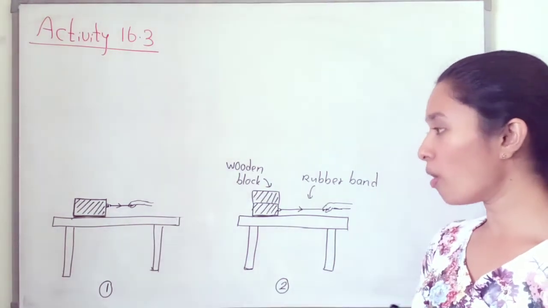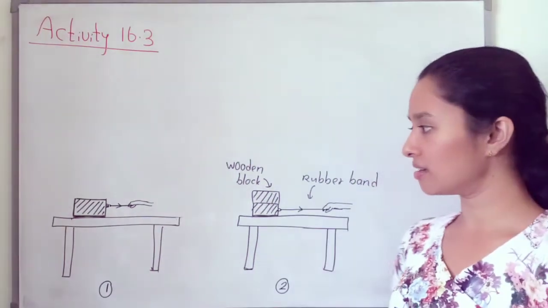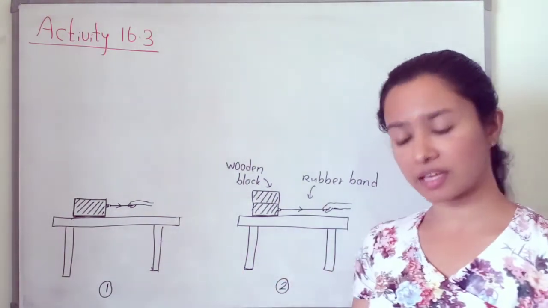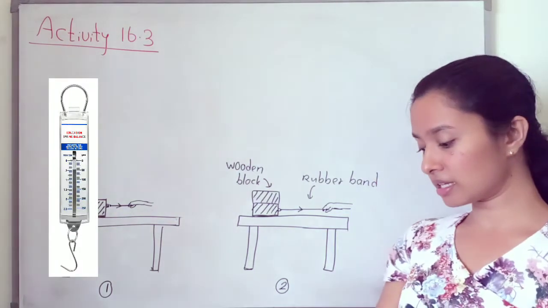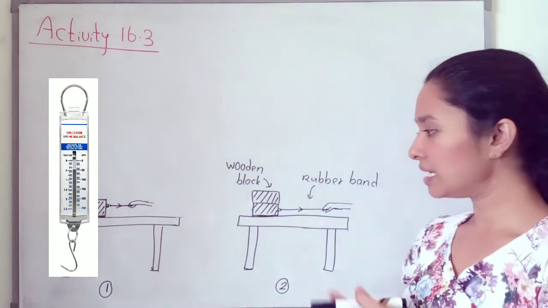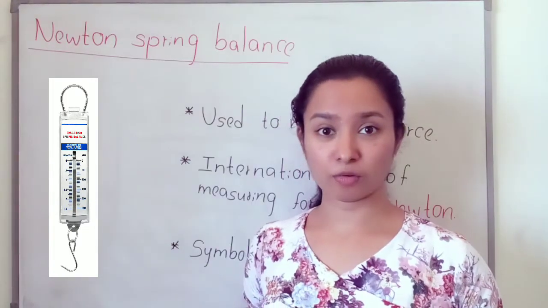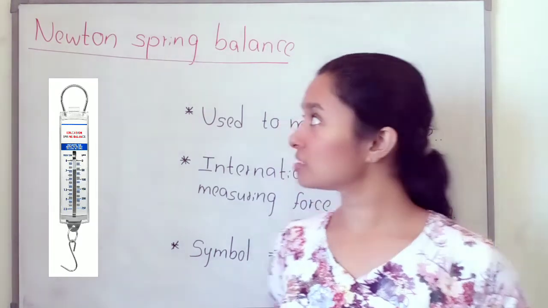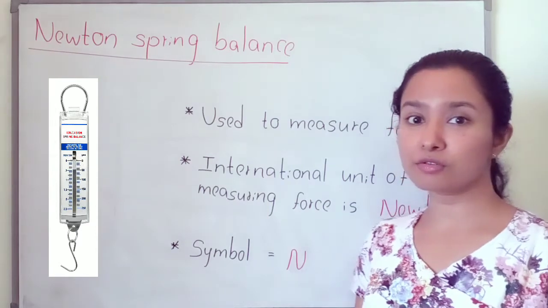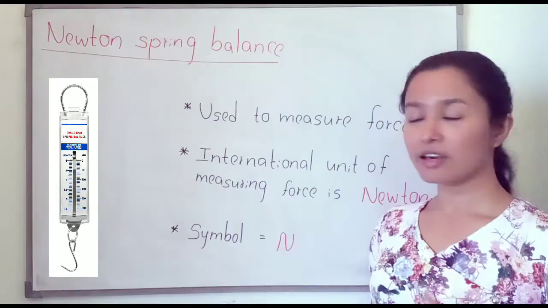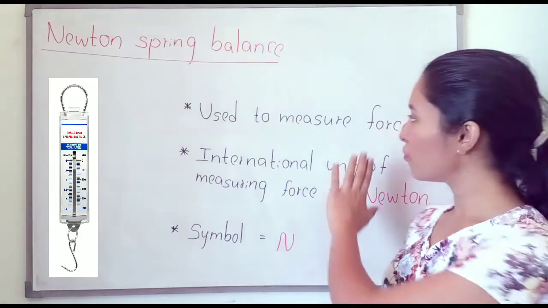So it will be more clear when you are using a Newton spring balance here. Rather than using a rubber band, we can use a Newton spring balance. When we are using the Newton spring balance, it will be more clear for you. Now you may have a doubt. What is this Newton spring balance? Yes, it is an instrument. It is used to measure force. We are using this Newton spring balance to measure force.